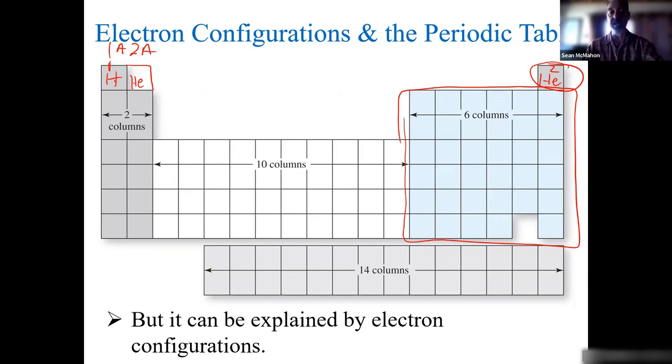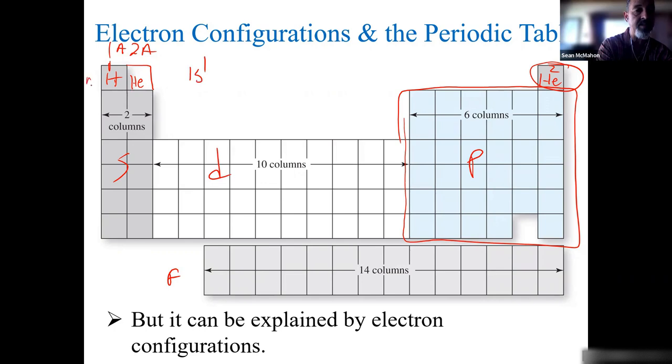The d block and f block are a little trickier, but there's 10 columns, and then there's 14 columns for the f. So we'll see that this is f, this in here is d, this is s, and this is p. And the nice thing is you can figure out how many electrons are in each sublevel by counting the number of columns. Okay, so if I look, I said hydrogen was a 1s1.